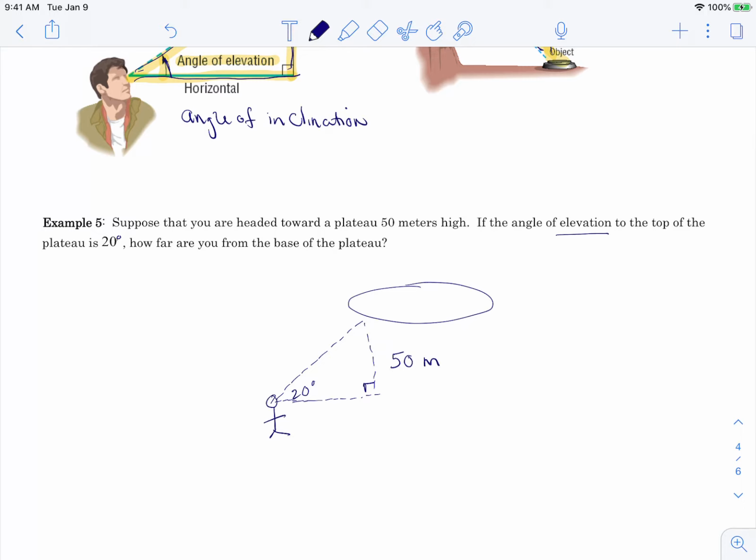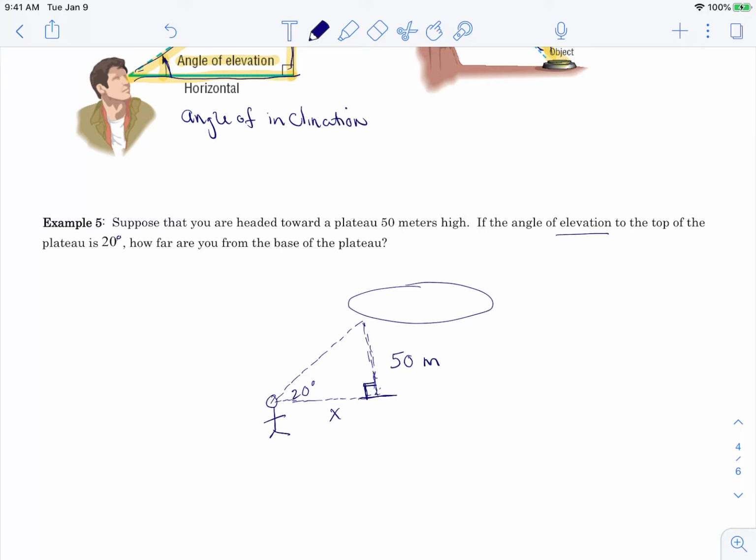So typically height is always this line, which is known to be the perpendicular line. Okay, so it makes the right angle. That's how we measure height, it has to make a right angle. And we want to know how far we are from the base of the plateau. So ask yourself, are you looking for a side length or an angle? We're looking for a side length. So that means we're going to be using sine, cosine, or tangent. If we were looking for an angle, we'd be using the inverse functions.